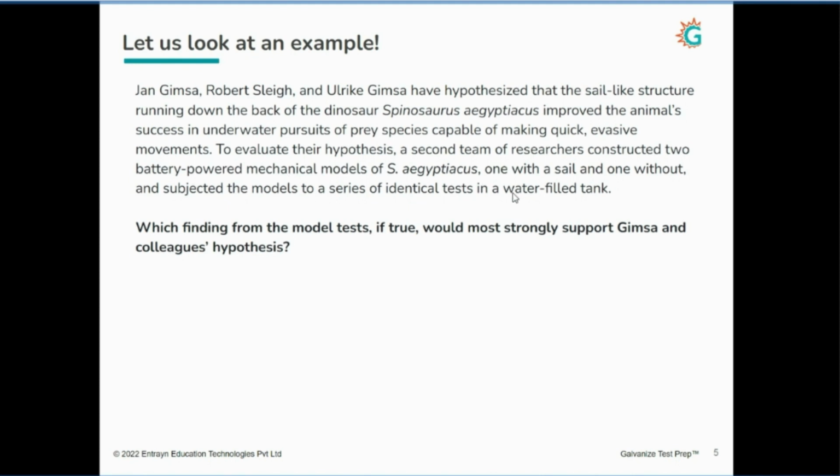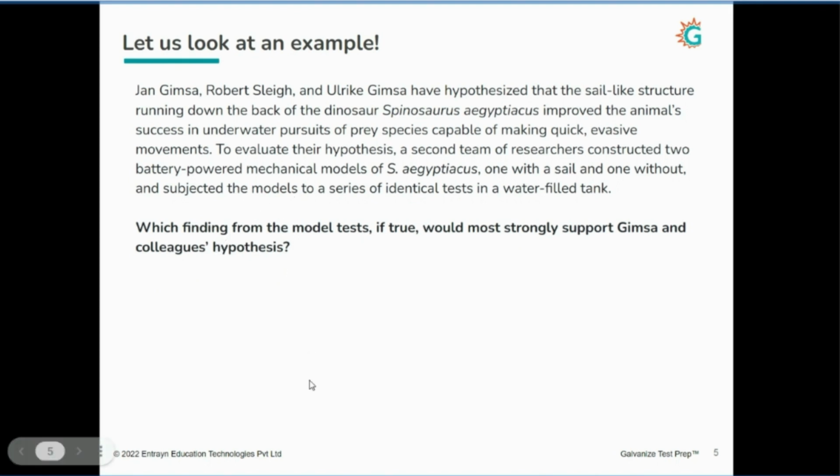They performed some kind of experiment, right? They had two models, one with a sail and one without the sail, and they were subjected to identical tests in a water filled tank. And you should find what is the finding, what would that come under? It's a research outcome, right? So find the research outcome that would align with the hypothesis.